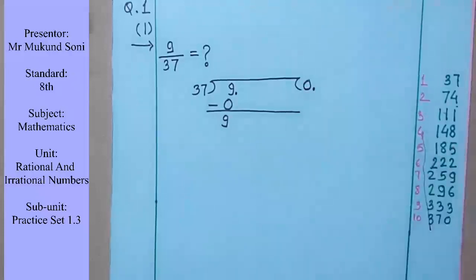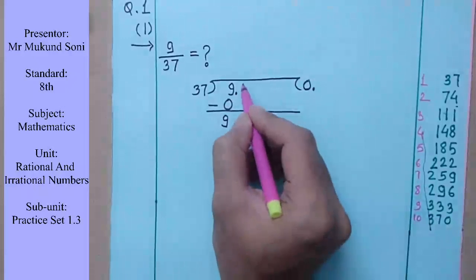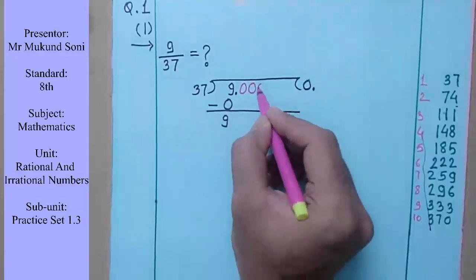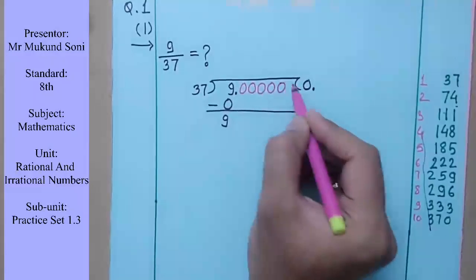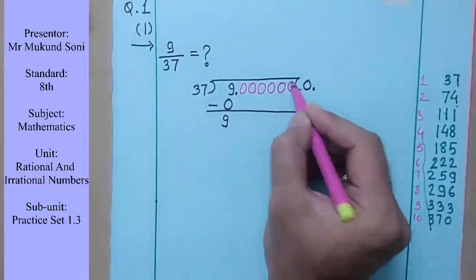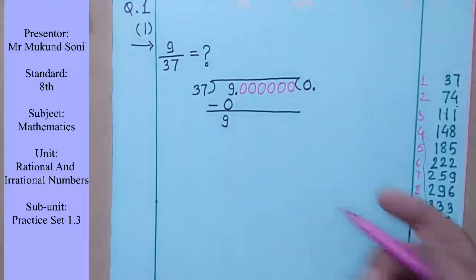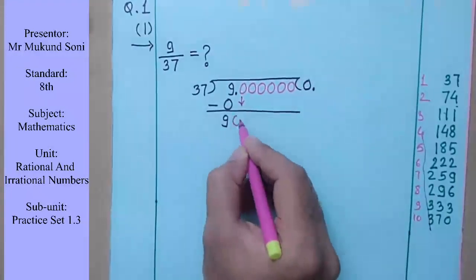What is the benefit of putting this decimal point? Due to putting this decimal point, I can have access to more digits, and those digits are zeros only. You can put at least 5 to 6 zeros over here. Keep in mind, you should leave the space at the beginning only, so that you can fix 5 to 6 zeros over there.